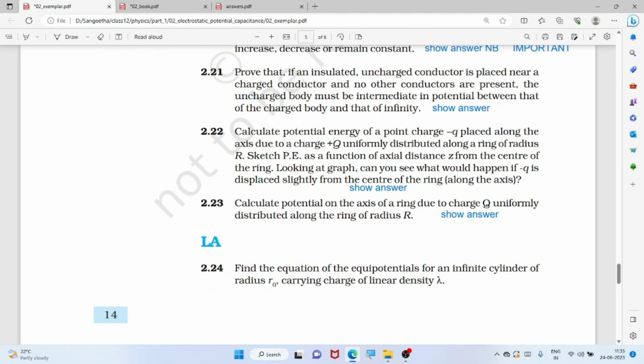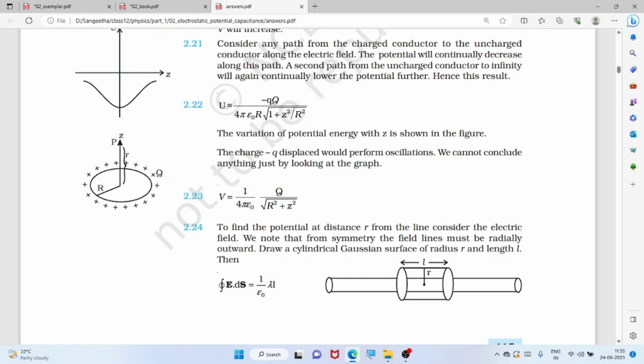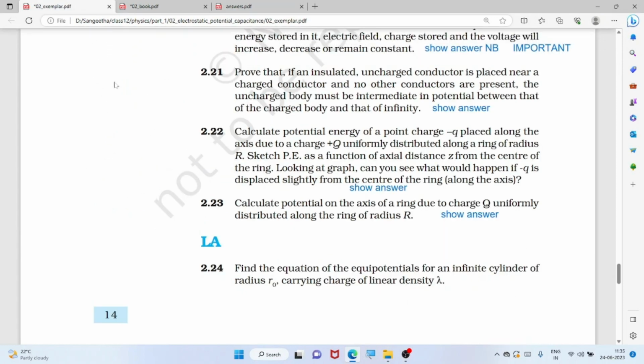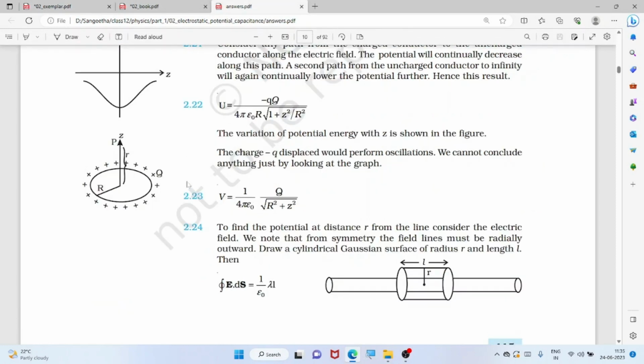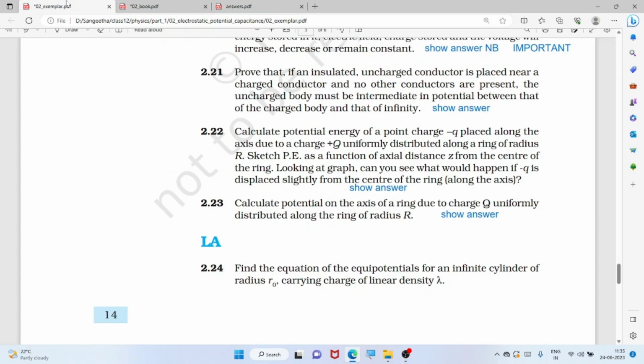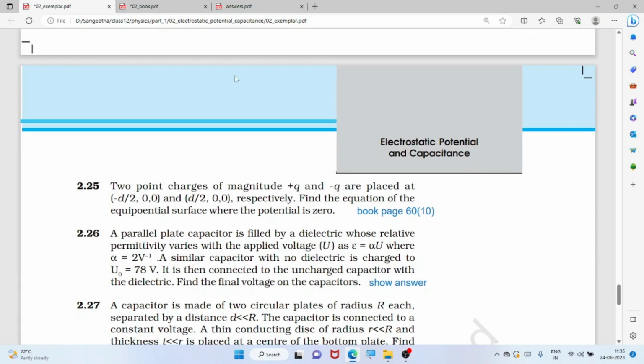Calculate the potential energy of a point charge along the axis due to positive charge uniformly distributed along a ring of radius, and sketch the potential energy as a function of the distance. 2.22. So okay, this is the equation, variation of potential energy, okay. 2.23 also has this same formula, okay. For this also you can go through the answer.